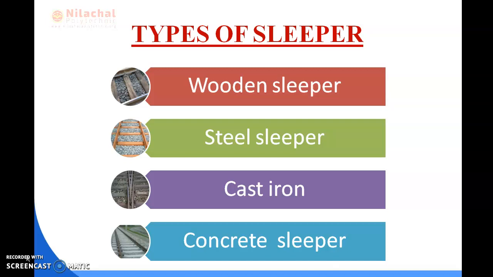So we know that sleepers are basically of four types. One is the wooden sleeper. See the picture here. This one is a wooden sleeper, and for this sleeper we use wood. The sleepers are made of wood. The next one is the steel sleeper. Steel sleepers are made of steel, and these sleepers are also made of cast iron. And the last one is the concrete sleeper. Concrete sleeper means the sleepers are made of concrete. So now we'll discuss them one by one.